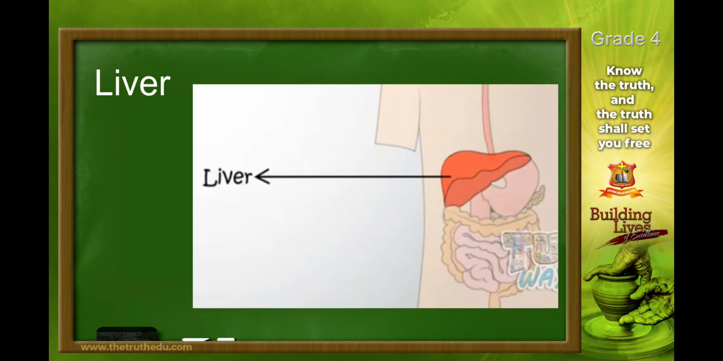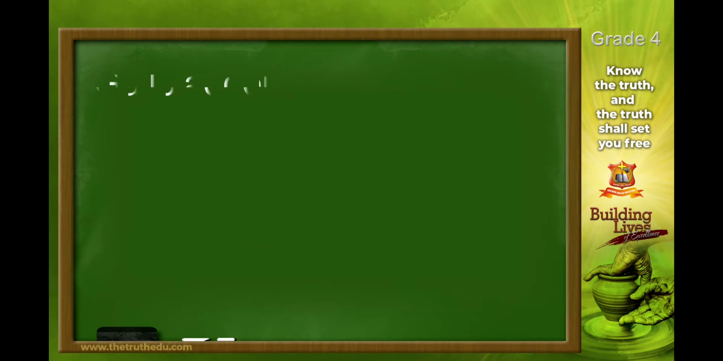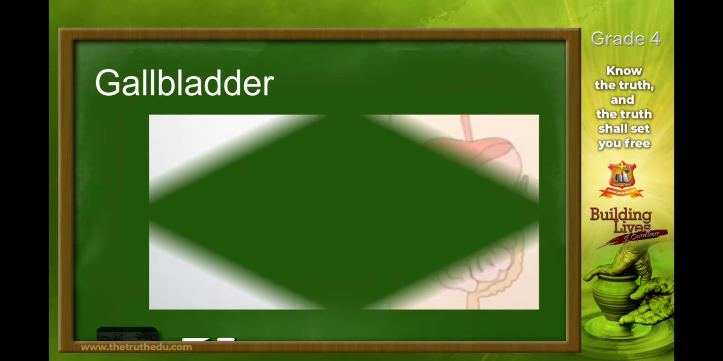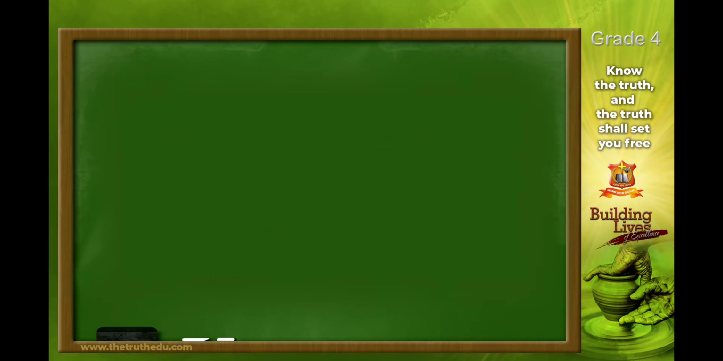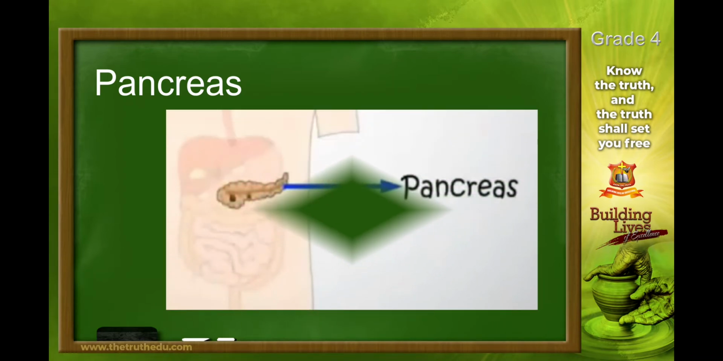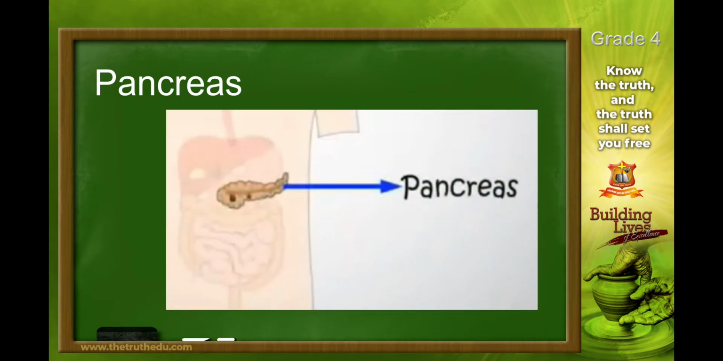So this is the liver, and then comes the gallbladder. The gallbladder is a very small organ, and it stores the juices produced by the liver. Only the juices produced by the liver are stored in the gallbladder. And then is the pancreas. The pancreas also produces juices which help in digesting the food in the stomach.